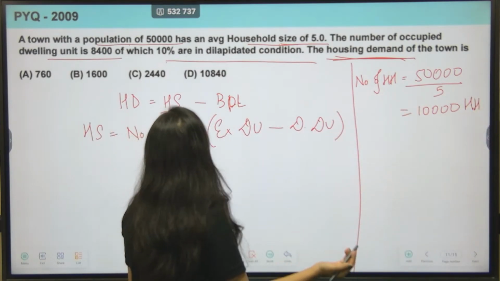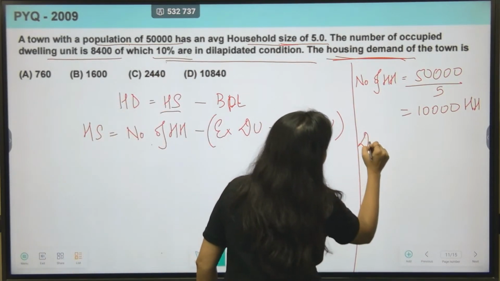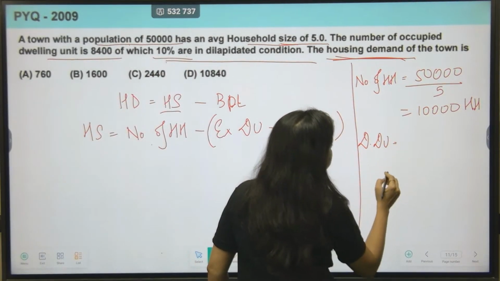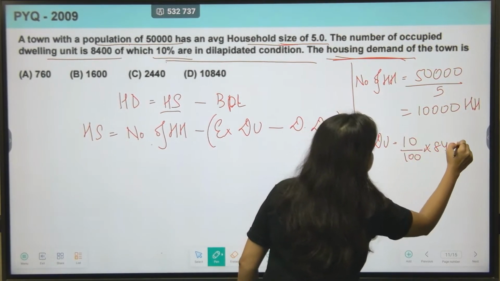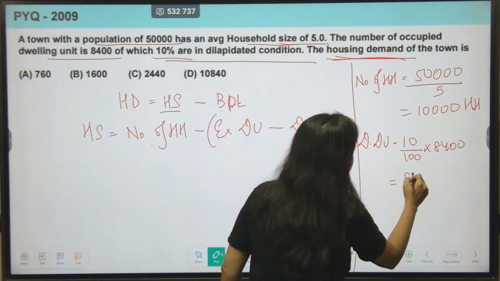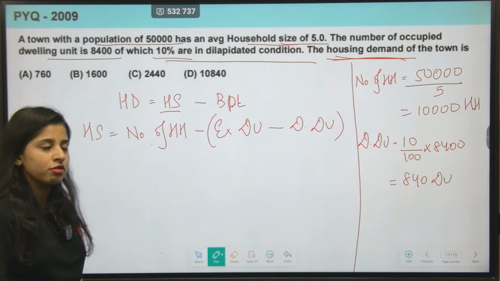Next, dilapidated condition. So they are saying that 10% is in dilapidated condition. So dilapidated dwelling units equal how much? 10% of 8400. So what is 10% of 8400? 840 dwelling units. So we have calculated the dilapidated dwelling units only.